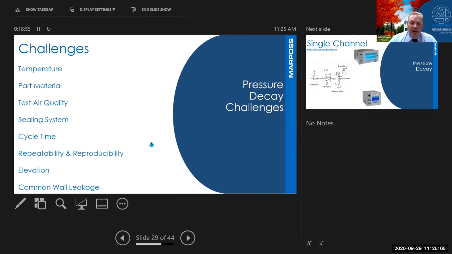When we're looking at pressure decay, what we really want are clean, dry, and ambient temperature parts. We don't care what temperature it comes in, just bring it to us consistent. And I know a lot of times that's easier said than done. Part material can play a big factor in doing the test. Some of the plastics and the aluminums and things like that have different porosity than cast iron. So sometimes you've got to be aware of what your material is doing.